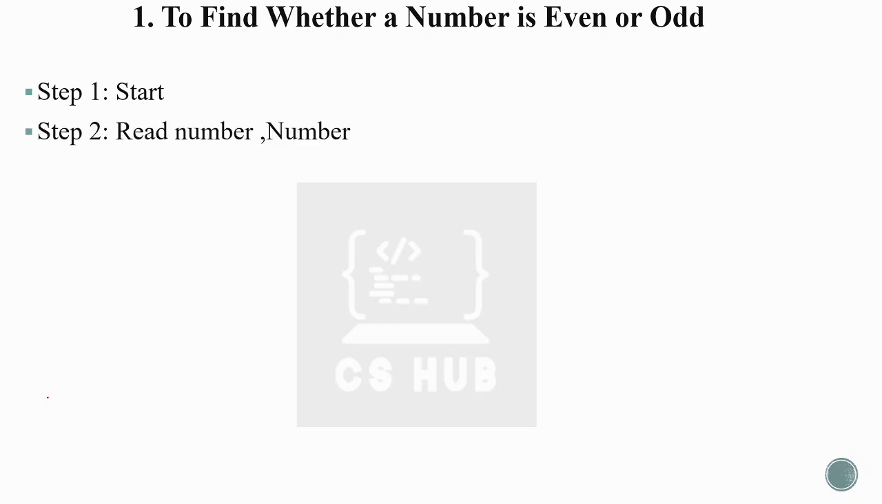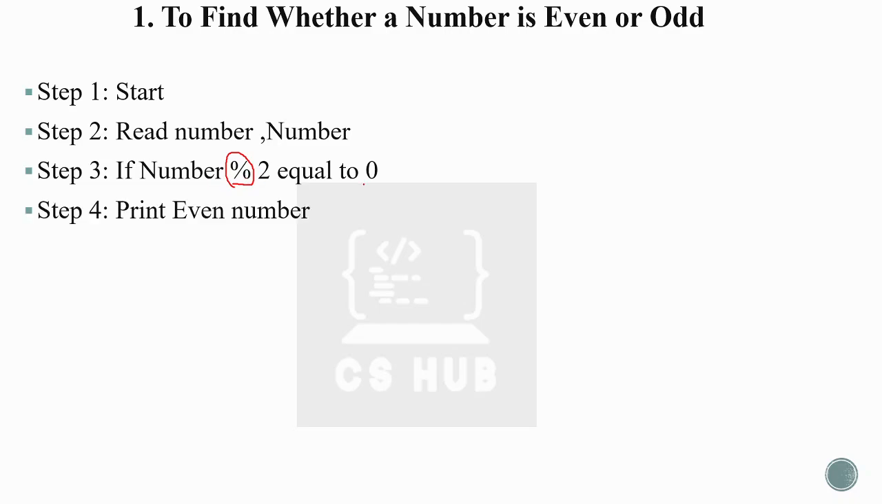Step 2 is to read the number, and the variable name here is number. Then, if number % 2, that is modulo, and this symbol is used for getting the remainder. Number % 2 means the number is divided by 2 and we consider the remainder. So when the remainder is equal to 0, we can say that the number is even. So the step is: print even number.